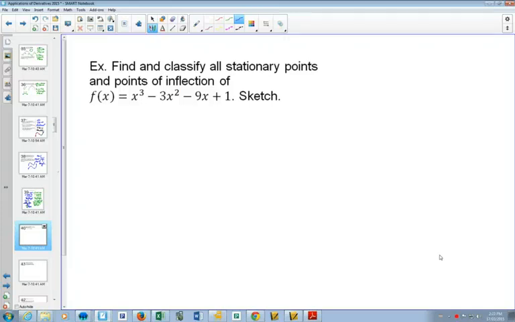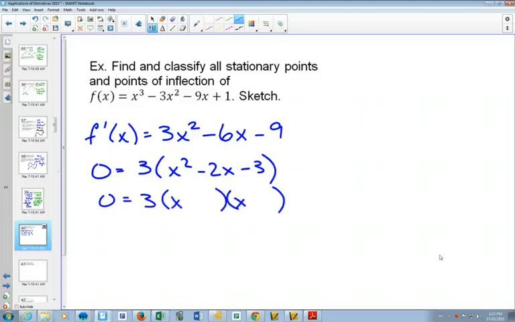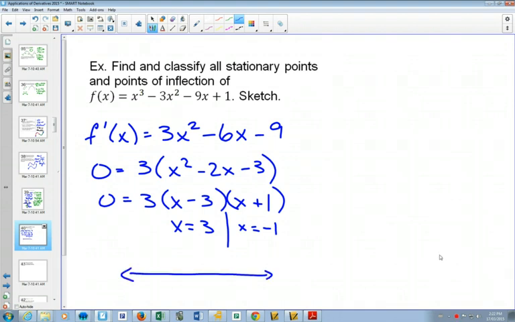All right, so we want to sketch it, so we're going to look at our first derivatives and our second derivatives. F prime of x is 3x squared minus 6x minus 9. So we make that equal to 0. You could factor out a 3 just to make your factoring easier. So it's 3 times (x minus 3)(x plus 1), so x equals 3 and x equals minus 1 are the points where our first derivative is equal to 0. So let's see what kind of stationary points we have.